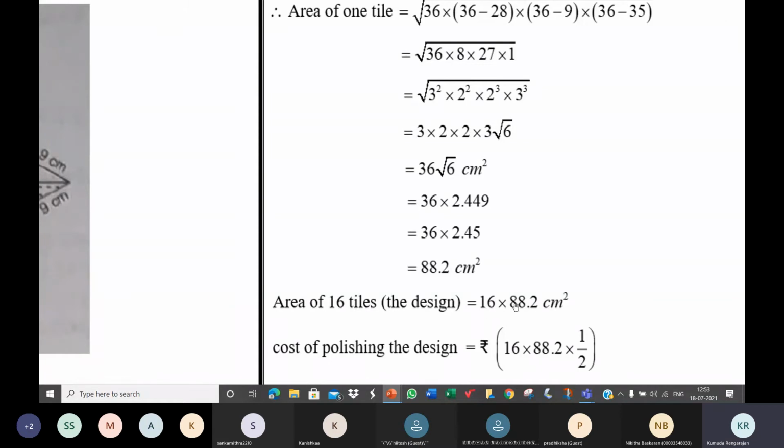Maybe I didn't multiply because 16 into 88.2, then we'll have to multiply by half. So 2 1s are 2, 2 8s are 16. We can cancel it. It's okay, you can leave this like this. The cost of polishing, I've taken half because I'm finding the answer directly in rupees. 50 paise divided by 100, 50 by 100, 1 by 2.